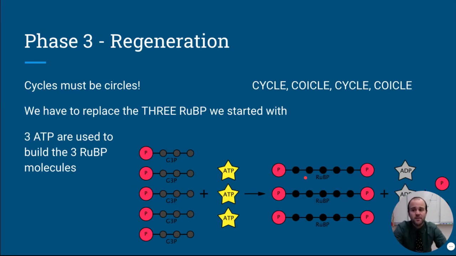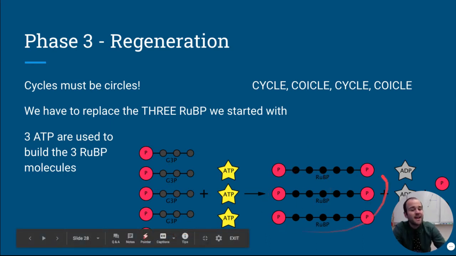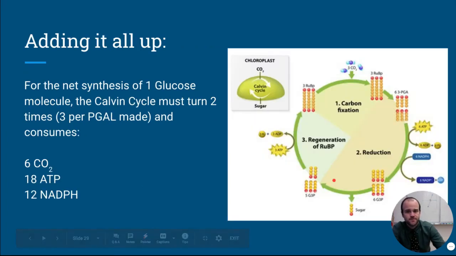Finally, regeneration, because a cycle needs to be a cycle. We have to replace those 3 RuBPs that we started with. So we're going to take some of these G3P molecules that we have, and we're going to add some ATP and build 5 carbon sugars. So we're going to take 5 3-carbons and make 3 5-carbons, 15 carbon either way. And now we're ready again for 3 more CO2s.